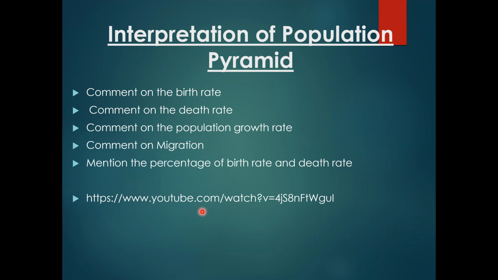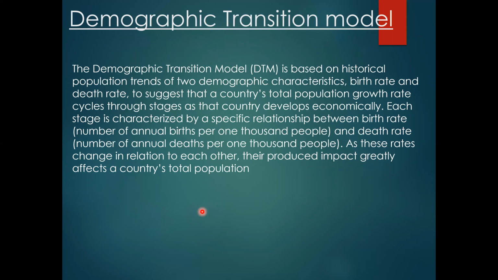For the interpretation, because in the examination a 6-mark question can come asking that there are two population pyramids and you are required to compare both of them. So you will be talking about the birth rate, the death rate, the growth, the migration, and whatever it is of both the population pyramids.